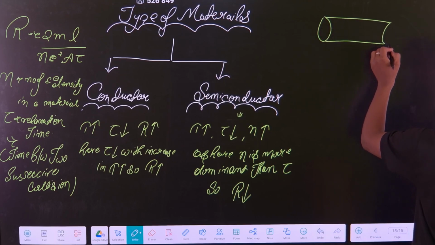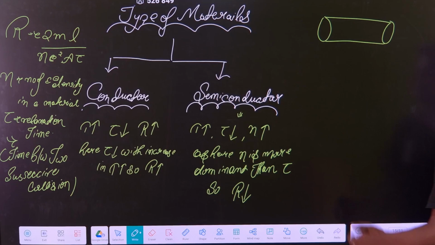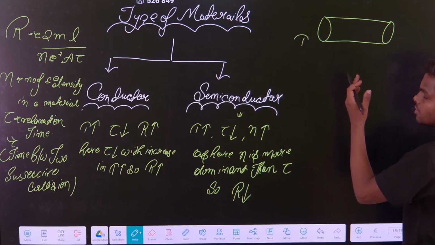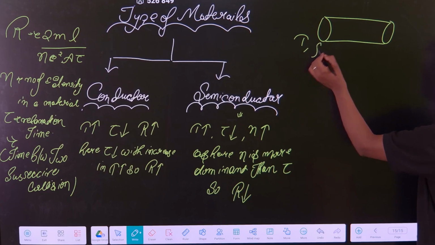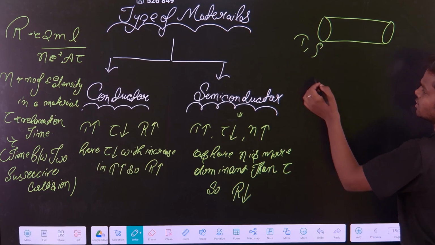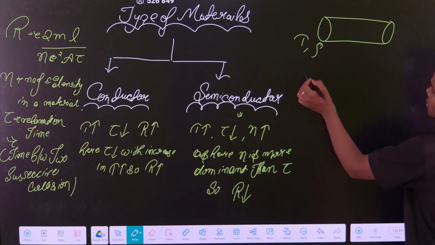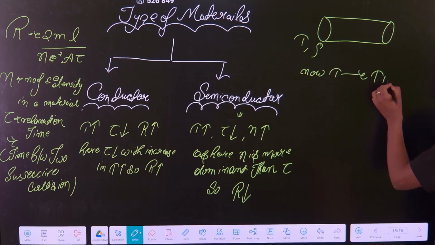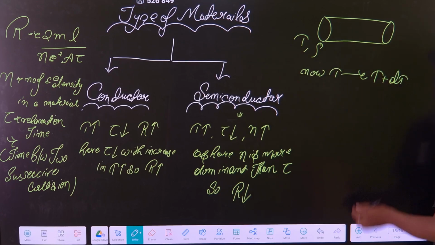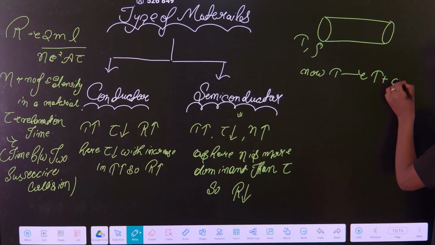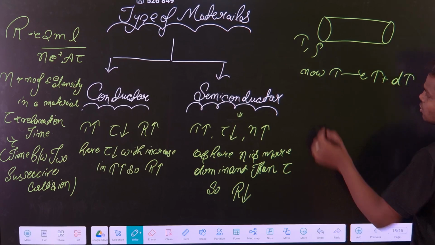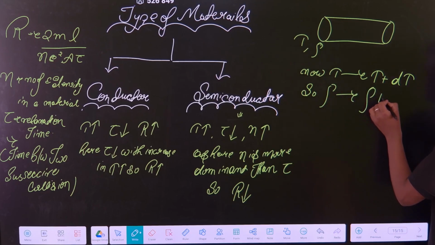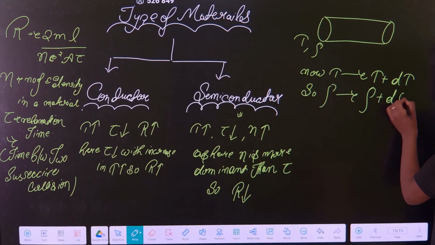Suppose this is a conductor, and suppose initially at some temperature T, the resistivity of the conductor is rho. I increase the temperature by delta T. Now T increases to T plus dT, a small increase in temperature, that is dT. So rho increases from rho to rho plus d rho.